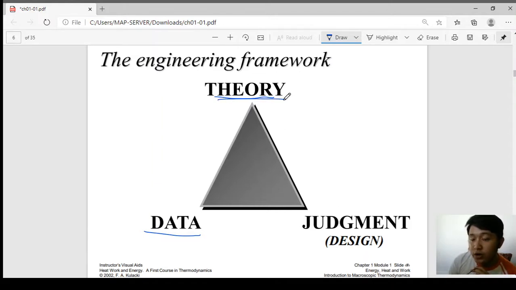So we base our solutions for problems on the theory, then we collect the data, and after we collect the data, we propose a solution for the problem, in a way of a mechanical system or mechanical technology. So after that, we go to the judgment or the design. After the design is complete, we know that in research or even in engineering, if you start with a problem, you also end with a problem.